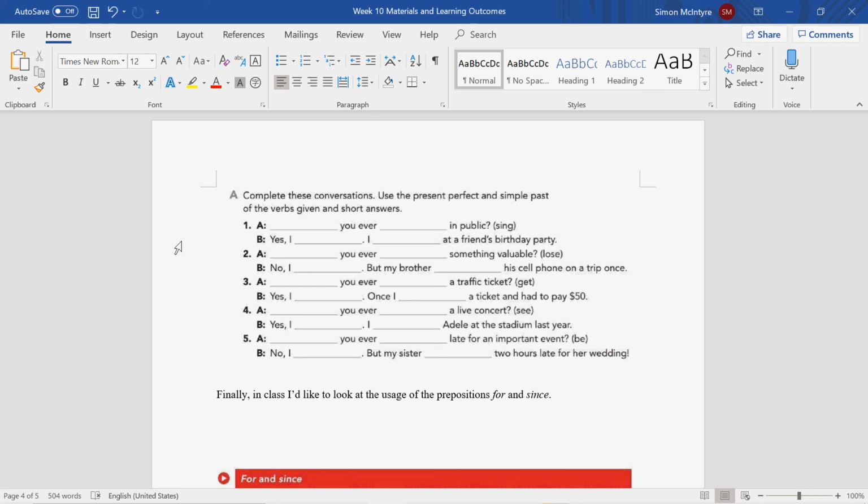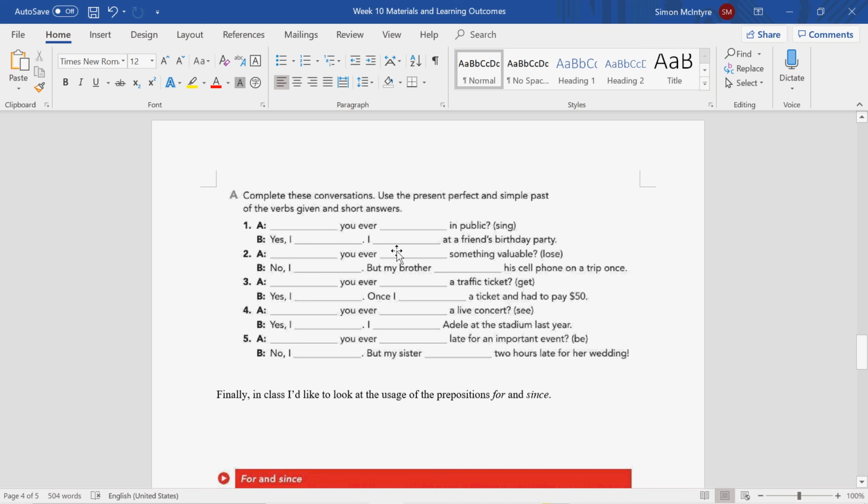Yes, I have. I sang in a noraebang last month. Or I have been singing in a noraebang since I was 16. I often sing in noraebangs. So you'll change the tense, or could change the tense, to answer these questions. So before class, please make sure and check that you have good answers to give to your partner for these questions. These questions would be great in a final exam.